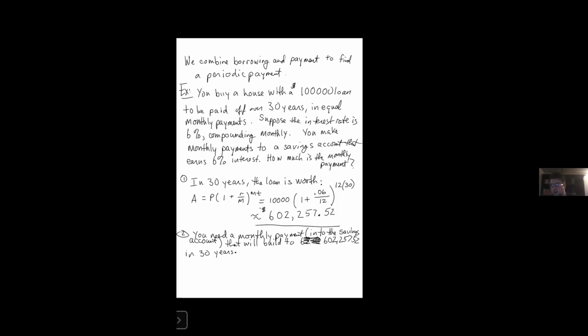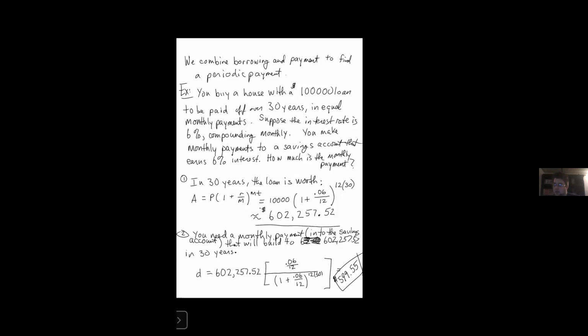Well, we can figure that out using our payment formula from either week 11 or week 12. And what is that? D was the letter we used for it. D equals 602,257 and 52 cents times the annual rate, 0.06 over 12, all over 1 plus 0.06 over 12 to the 12 times 30. And what does this equal? I'll put it on the diagonal so it fits. It equals 599 and 55 cents. So a $599.55 payment each month will build to that amount.